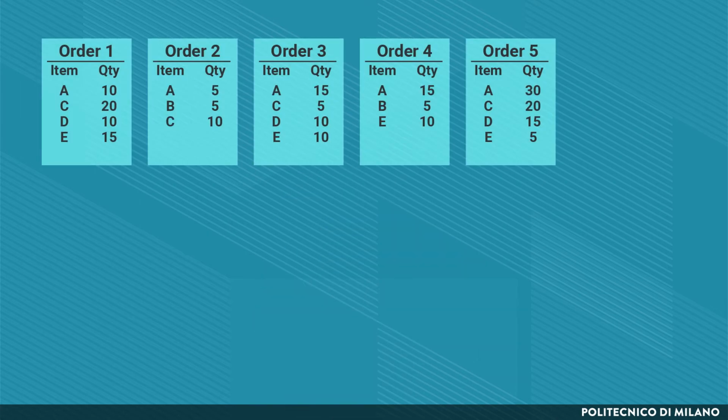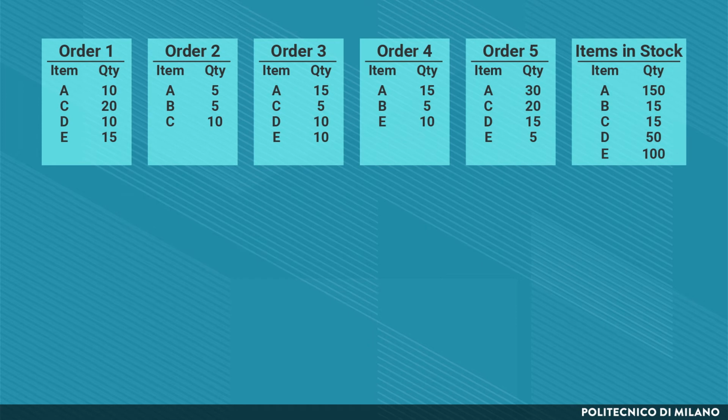There are 5 orders. For each order, there is a list of all the required lines and quantities. Items A, B, D, E are available and they are enough for fulfilling all the 5 orders, but there is only a limited quantity of C. Though, orders 2, 3, and 4 can be completely fulfilled, while orders 1 and 5 cannot.